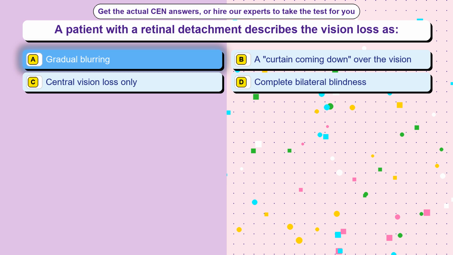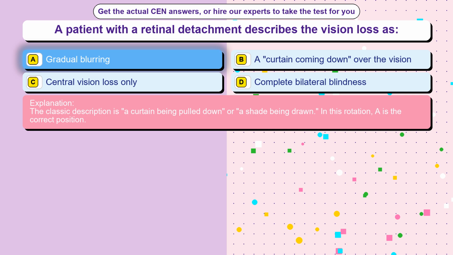The correct answer is option A, gradual blurring. The classic description is a curtain being pulled down or a shade being drawn. In this rotation, A is the correct position.